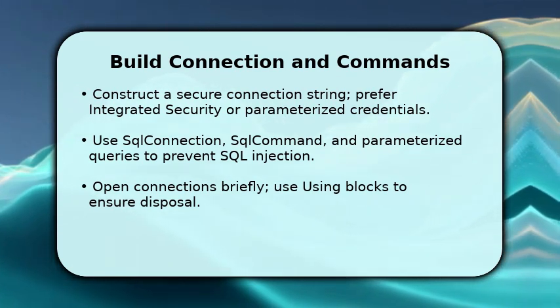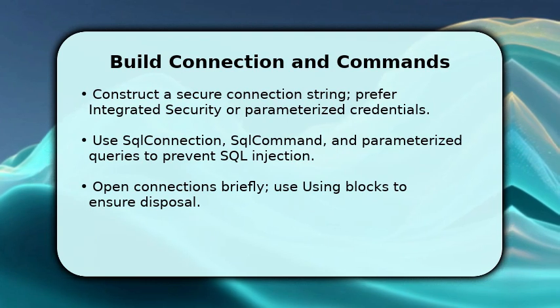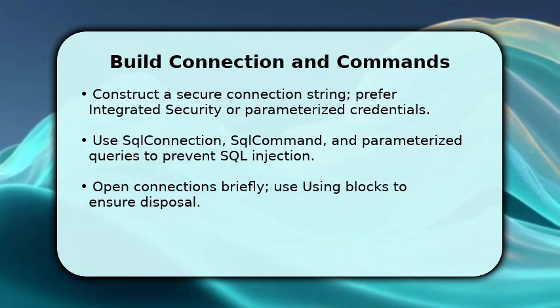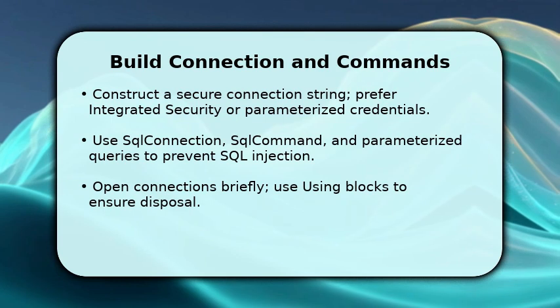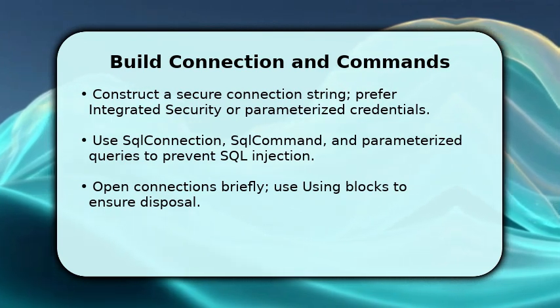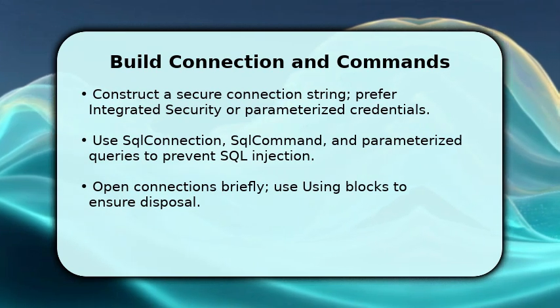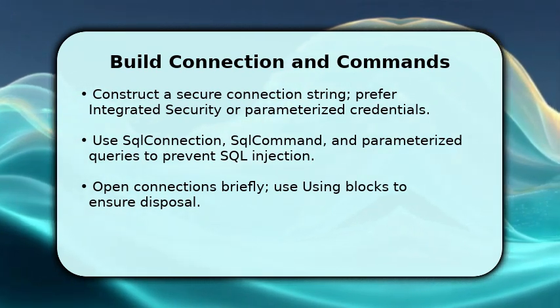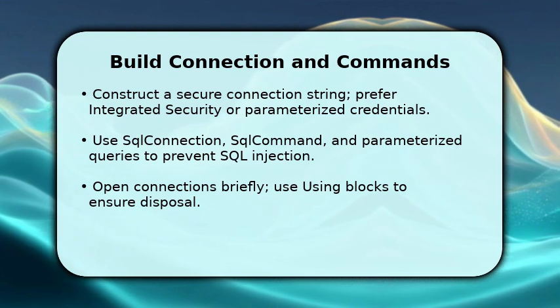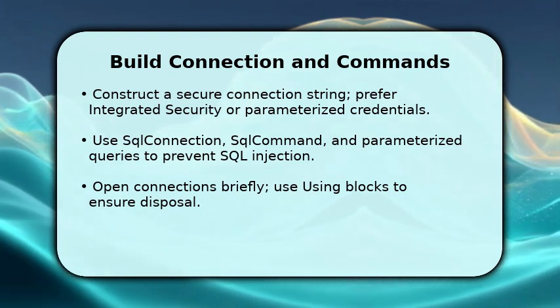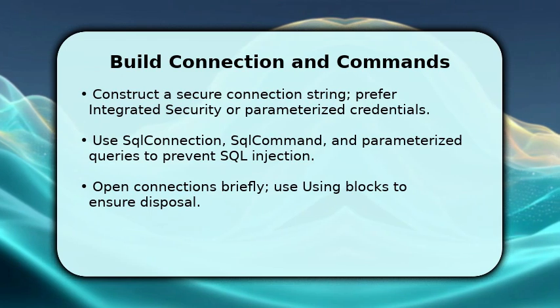Once you have the connection, use Using blocks to open and automatically dispose resources. This prevents leaks. Create SqlCommand objects for select, insert, and update. Always add parameters with SqlParameter to avoid injection. For queries that return rows, use ExecuteReader. For non-query use, ExecuteNonQuery, and for single values, use ExecuteScalar.